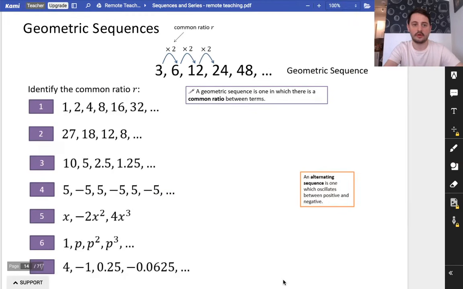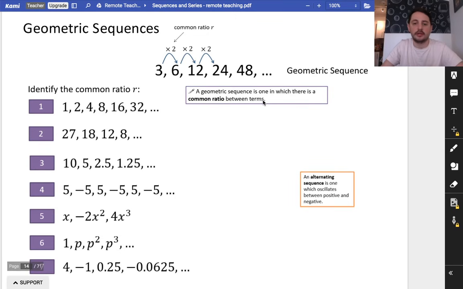Hey guys, so we are coming back now to a different type of sequence, and if you remember what I said, geometric sequences were sequences that instead of adding on a certain amount each time, you were multiplying by a certain amount each time. And the thing that you're multiplying by is called the common ratio, and the letter that we use for the common ratio is r.